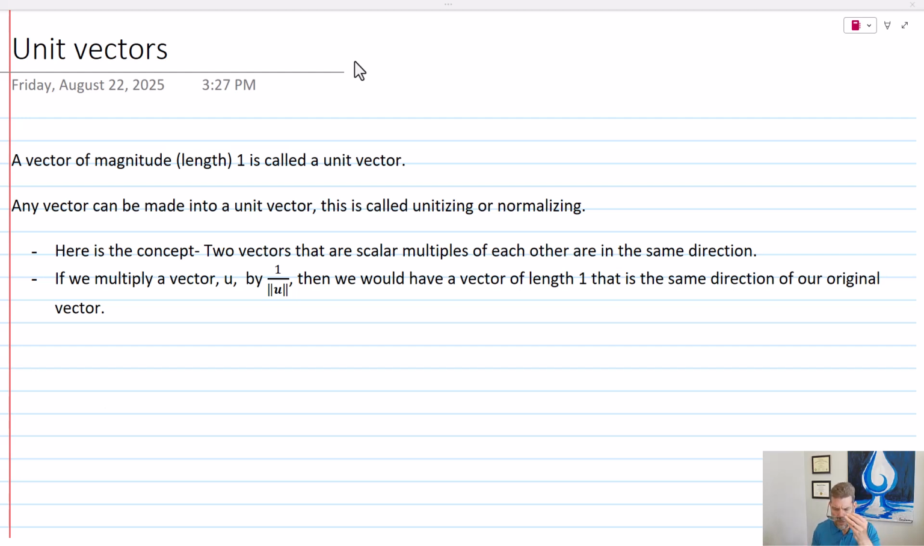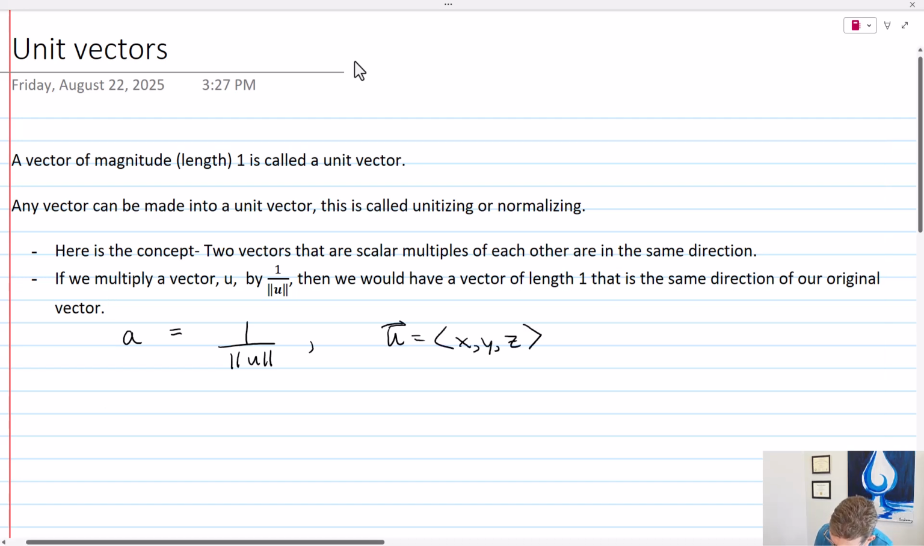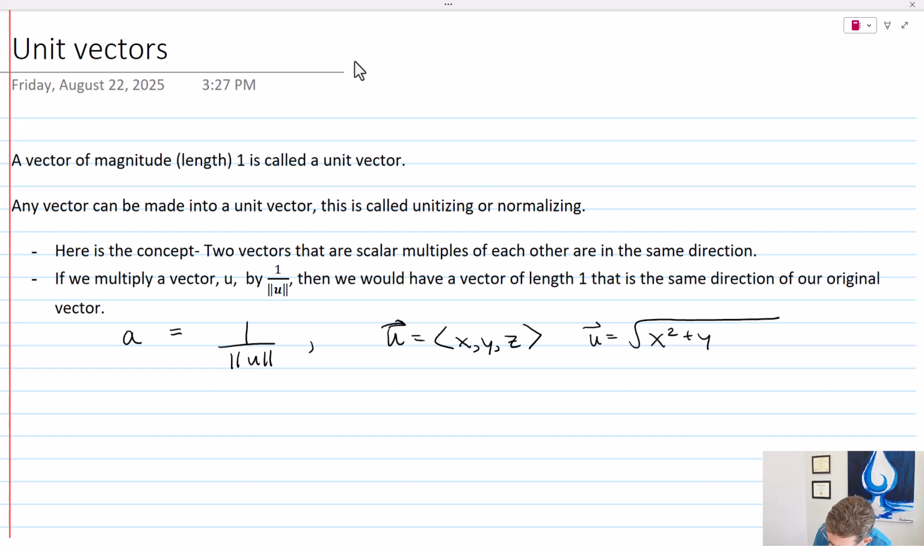So let's say, for example, that we have A is equal to 1 over the magnitude of u. And let's say that we have a vector, and our vector u is the vector x, y, z. Now, the magnitude of u is equal to the square root of x squared plus y squared plus z squared. What I'm going to do is multiply A times x, y, z. And that's going to give me ax, ay, az.